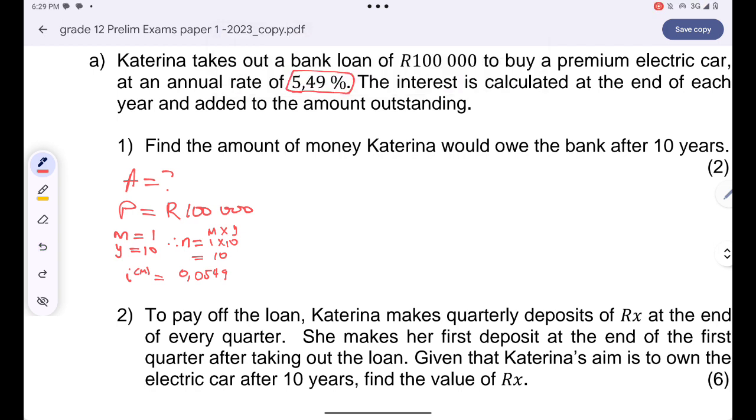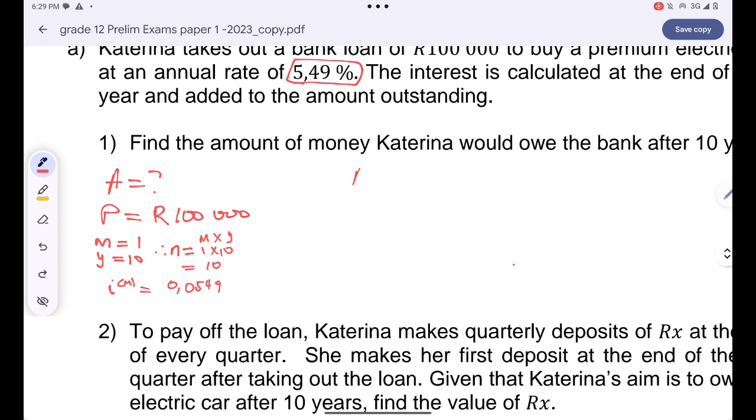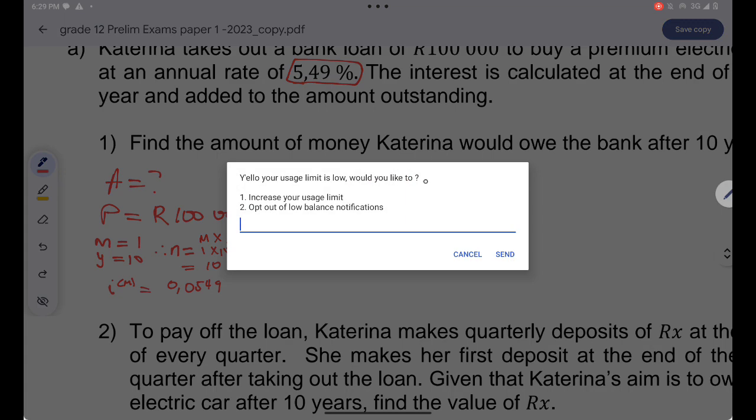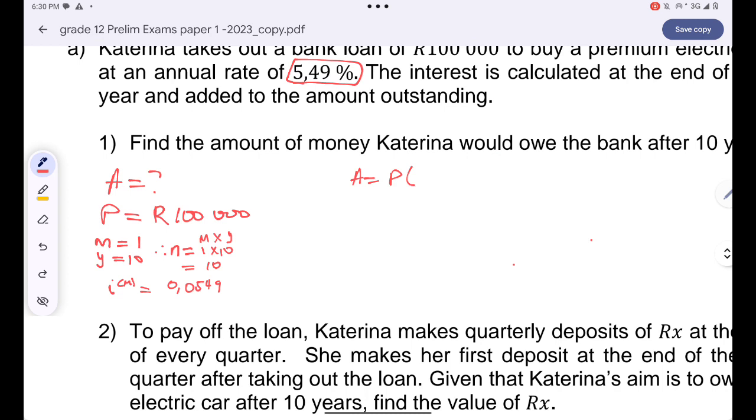Are you together? So over here, guys, I can simply say A is equal to P times (1 plus i) to the power n. The amount of P is 100,000. I have 1 plus 0.0549 to the power 10. And then let's see what our precious calculator gives us: 100,000 times (1 plus 0.0549) to the power 10.